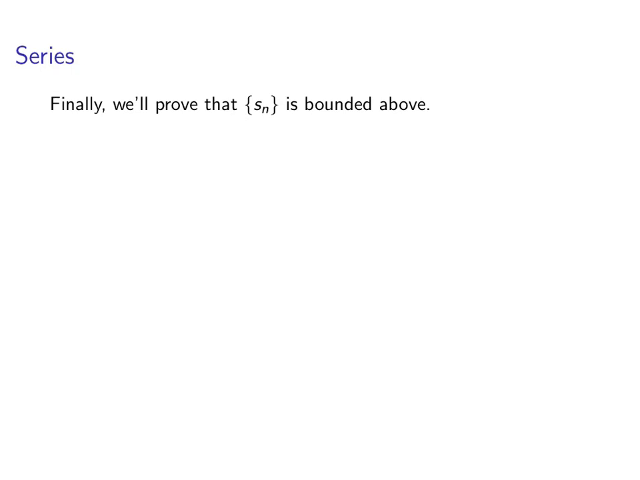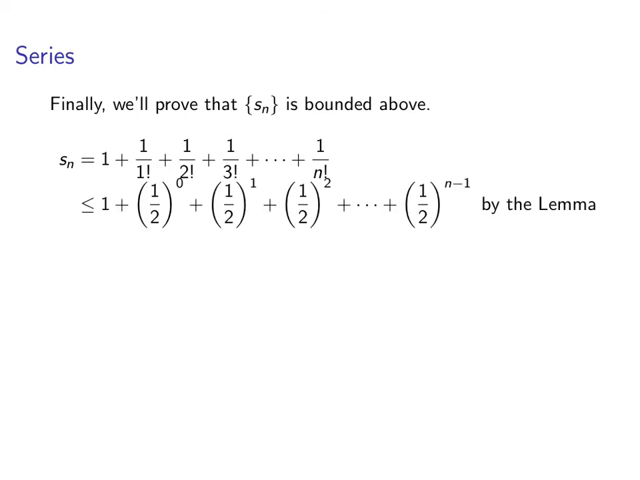The last thing we're going to need to do is prove that S of n, our sequence of partial sums, is bounded above. So S of n looks like this. And according to our lemma, we can bound each piece. Remember that we proved that n factorial is bigger than or equal to 2 to the n minus 1. And so when we make that replacement on these terms here, we get the expression 1 plus 1/2 to the 0 power plus 1/2 to the first power plus 1/2 squared all the way down to 1/2 to the n minus 1. So this is by our lemma.